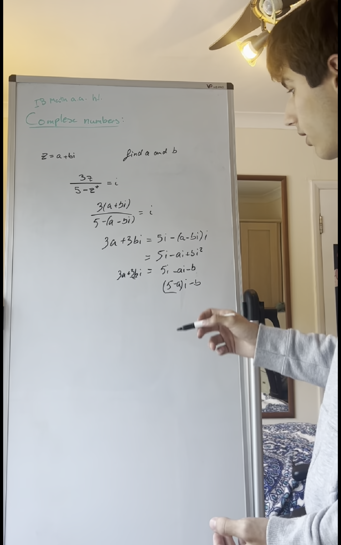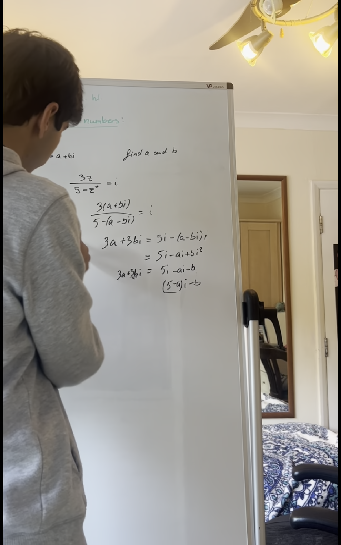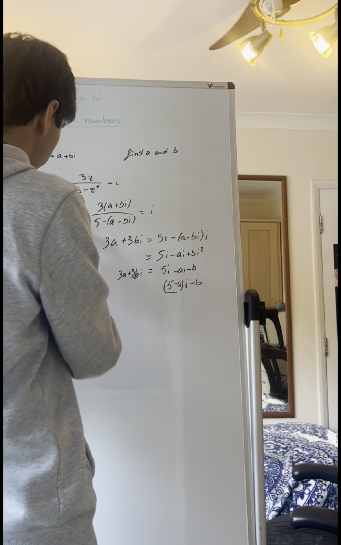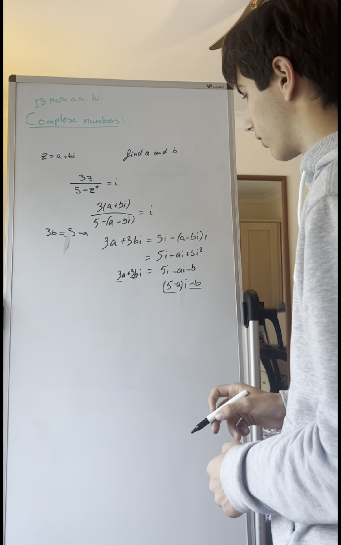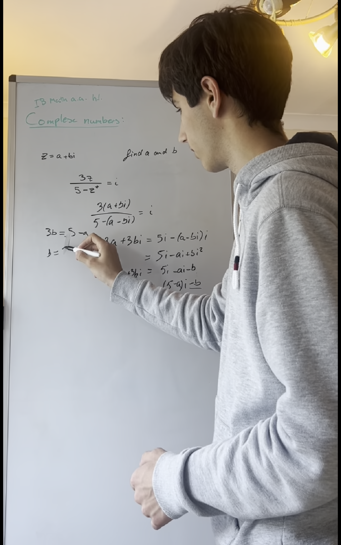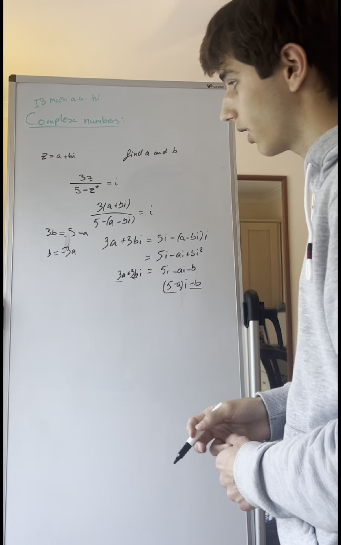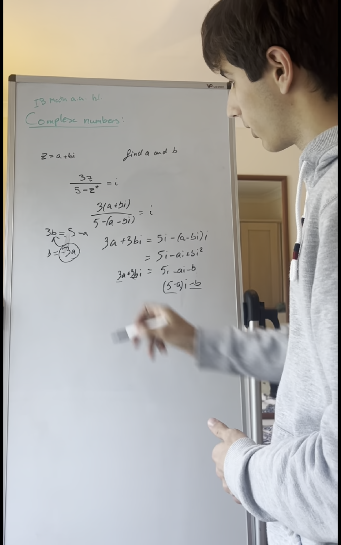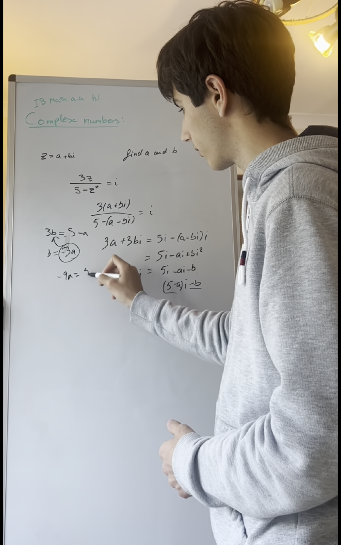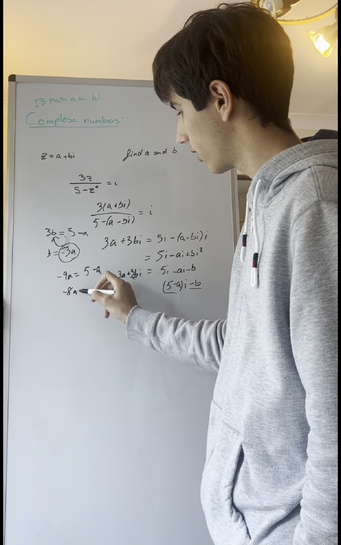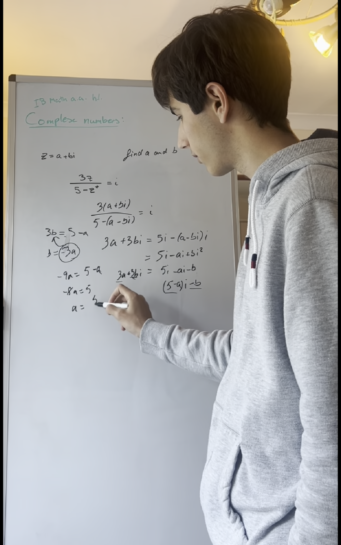So from this we can deduce that 3b is going to be equal to 5 minus a, and negative b is going to be equal to 3a. So we can also say that b is going to be equal to negative 3a. And from this we can put this into here, and we will have that negative 9a equals 5 minus a. And we can add a to both sides. We get negative 8a equals 5, and that a equals 5 over negative 8.